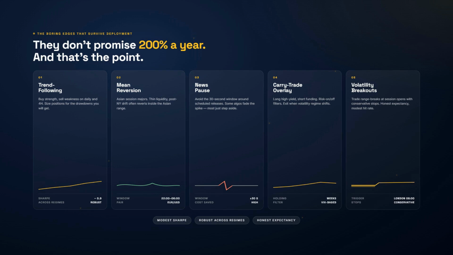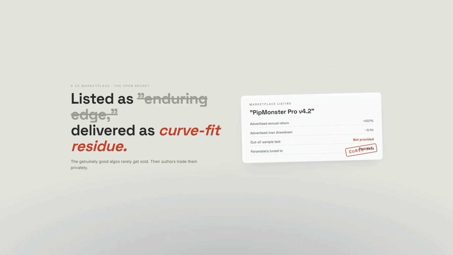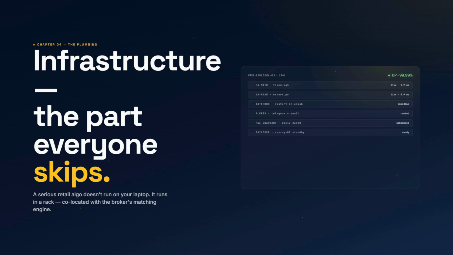The strategies that fail most often are scalping bots advertising huge monthly returns and martingale grids that look flawless until the first sustained trend wipes the account. If a marketplace EA shows 200% annual returns with a tiny drawdown, the realistic interpretation isn't enduring edge, it's parameters tuned to past data. The economics of EA marketplaces guarantee this. The genuinely good algos rarely get sold. Their authors trade them privately. What gets listed is mostly the curve fit residue. Now infrastructure, the part everyone skips.